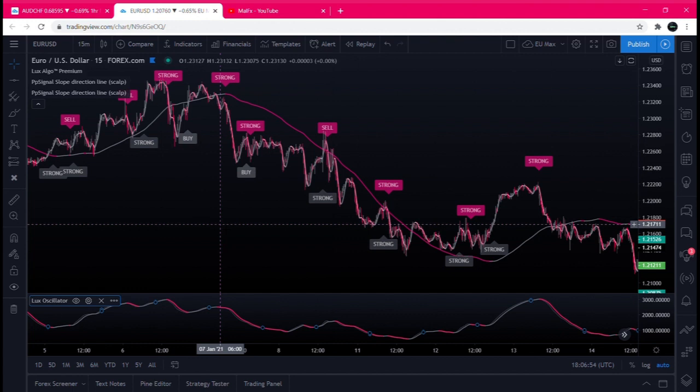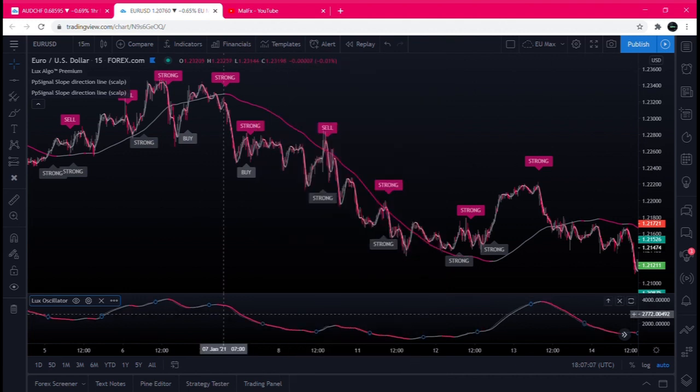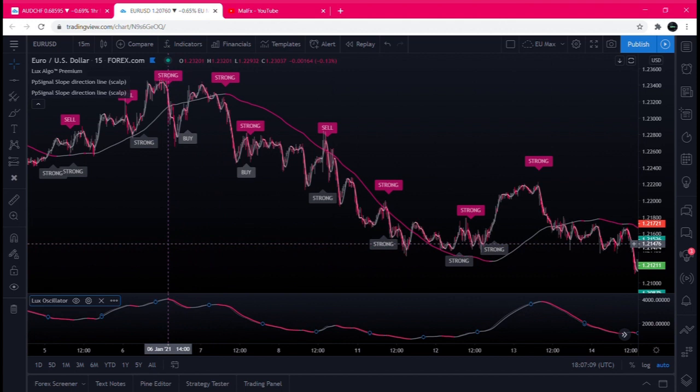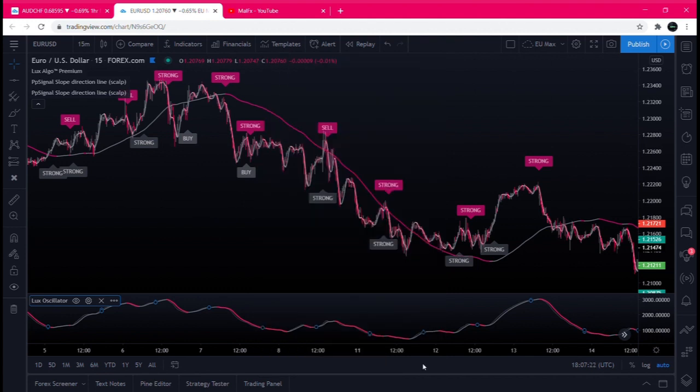So basically, the Lux Oscillator is at this setting because now that it's not at 100, and I'll show you what it looks like at 100. Now that it's not at 100, it's pretty much the same thing, but you get in a little later. So it's pretty much the same thing, but you don't get in early. Simple as that. So now I changed it. It was actually at 66 at one point, but I was like, 70 sounds better. So I just put it at 70.